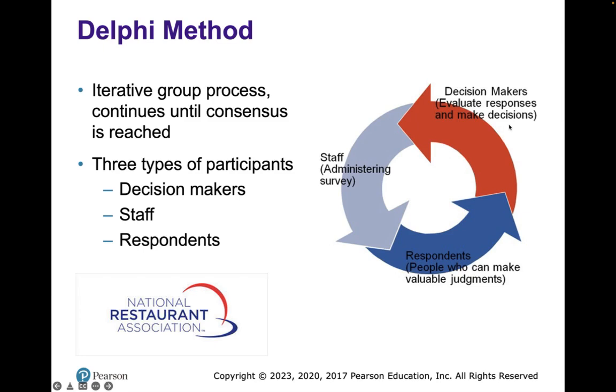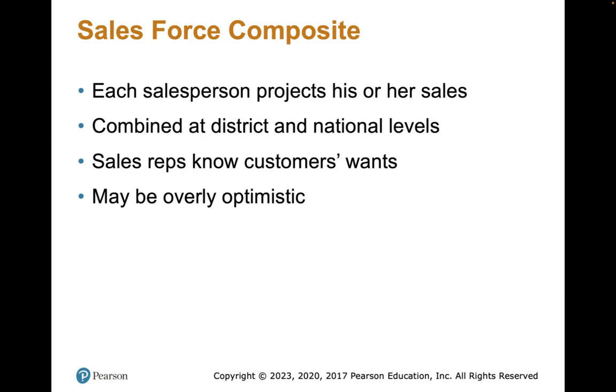Now, what is the disadvantage? Well, you can see it's a little bit more time consuming than the jury of executive opinion because it's all individual. And also it can become a little expensive as well if you have to actually hire a staff to send out the surveys and gather all the information and all that. So that's one of the disadvantages. It takes a little bit longer, and it is more time consuming. Okay, but again, the advantage is there's no groupthink. So that's number 2. Number 3 is the Salesforce Composite.